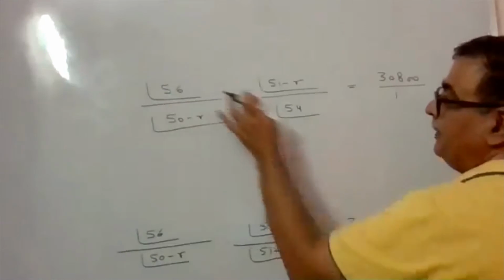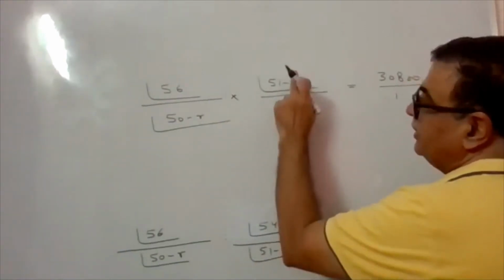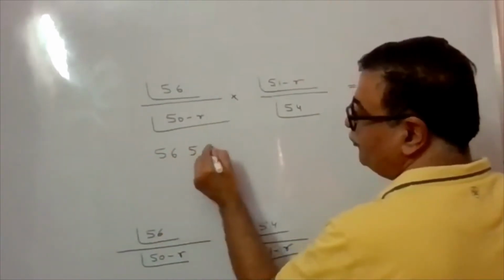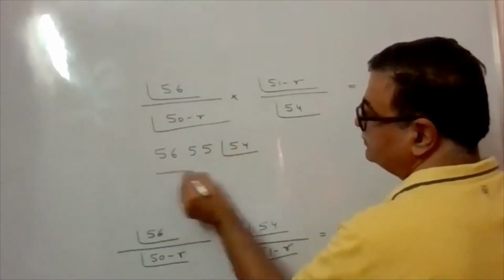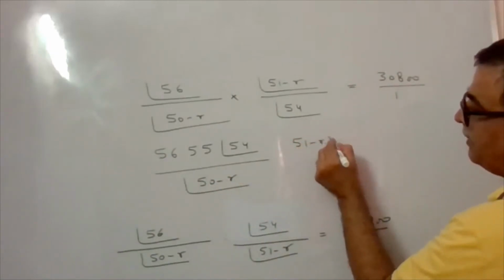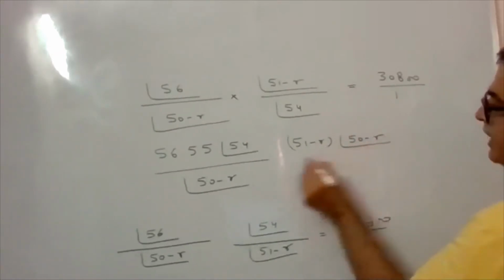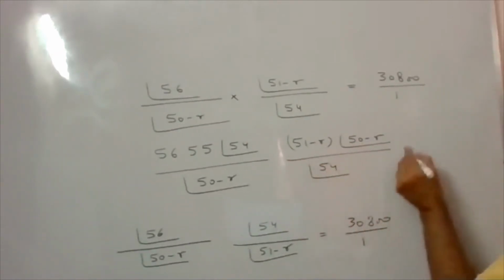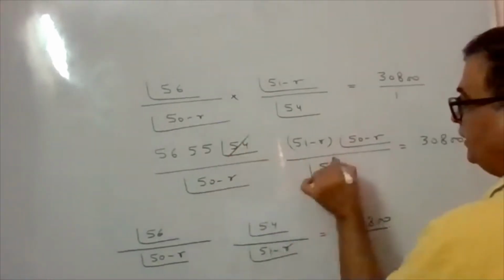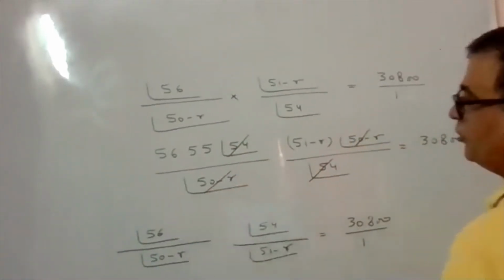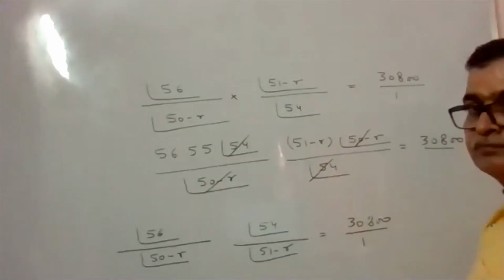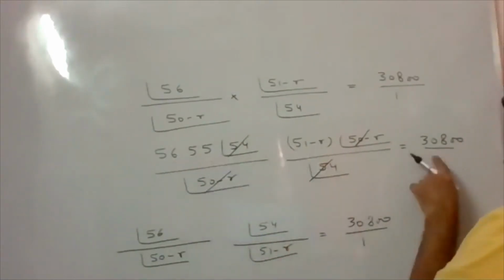Now 56 will be compared with 54. This is bigger, this is smaller. In these two we'll compare, this is bigger, this is smaller. So I should start with 56, 55 factorial 54 divided by 50 minus R. And here I write 51 minus R factorial 50 minus R by factorial 54. And this side it is 30800. Just check, 54 factorial gone, 50 minus R factorial gone. And this into this, if you take, is it 3080? 56 into 55, when you solve it will come 3080.